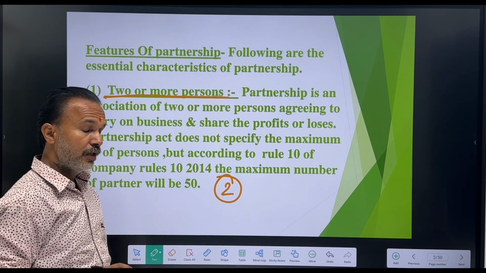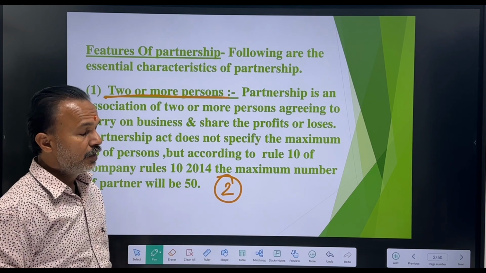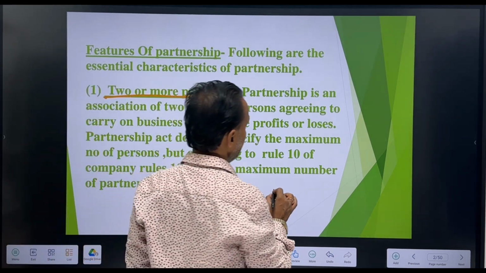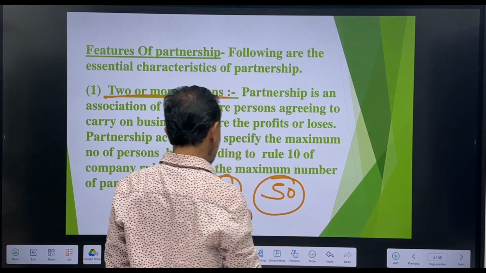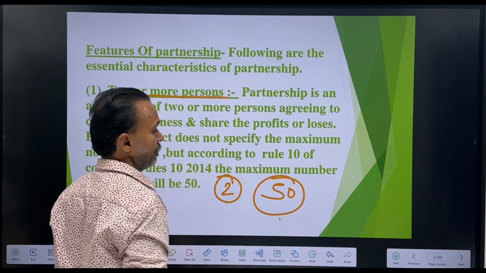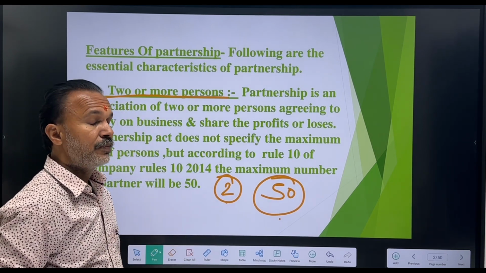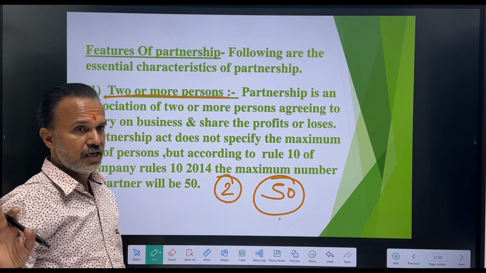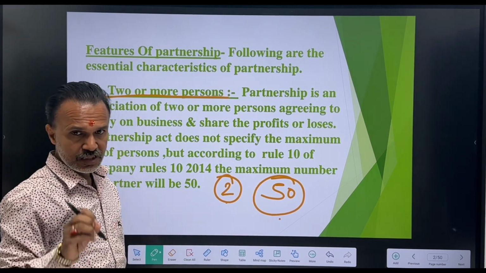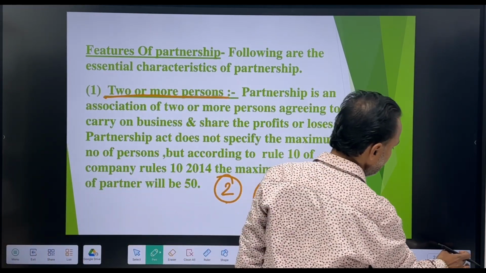But according to Indian Company Act Rule 10 2014, the maximum number of partners in the partnership firm will be 50. So minimum 2, maximum 50. But this restriction of 50 is given by Indian Company Act. Indian Partnership Act 1932 does not restrict the maximum number of partners.